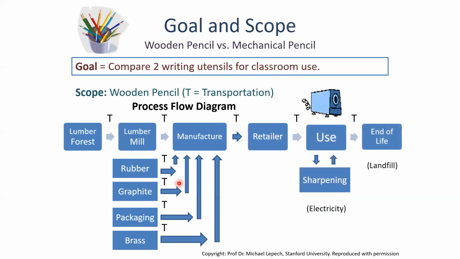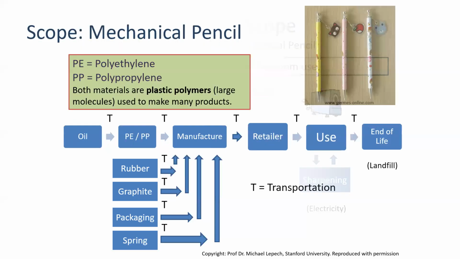be made from there. For example, look at the goal and scope for a wooden pencil versus mechanical pencil. Now, the goal here is to compare two writing utensils for classroom use. Now, we can start from cradle to grave. So, lumber forest, get the lumber mill, manufacture, retailer, use, end of life. You do some sharpening, you use electricity for the sharpening. If you use a mechanical sharpener, some material is used there as well. So you get the entire process flow diagram.